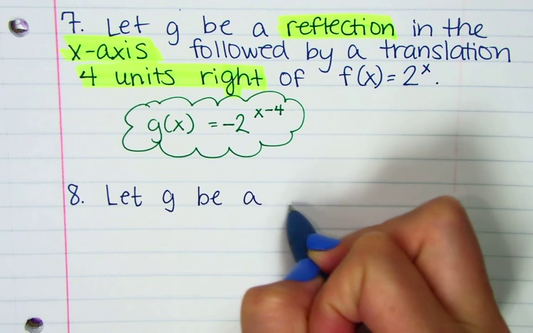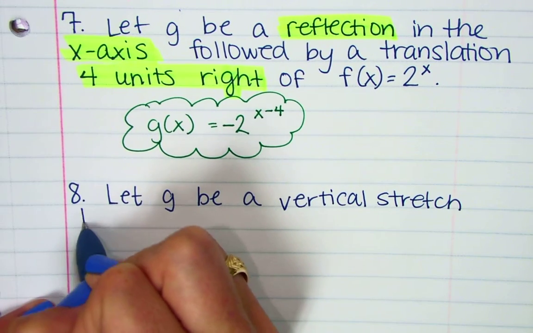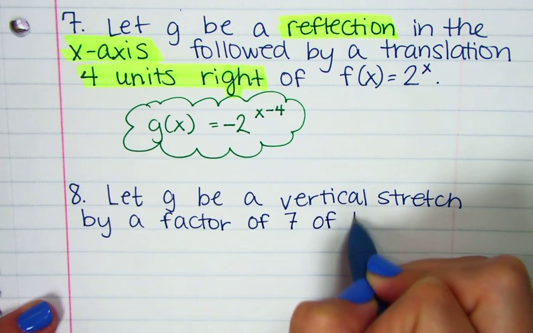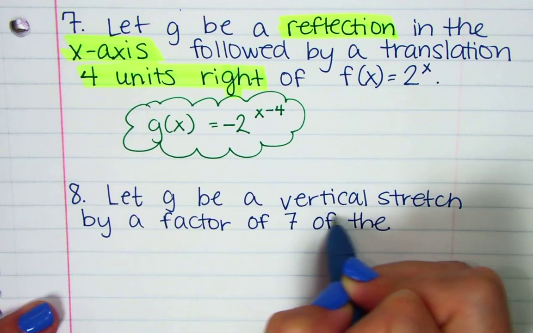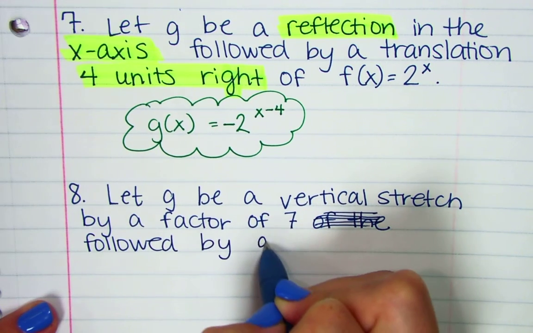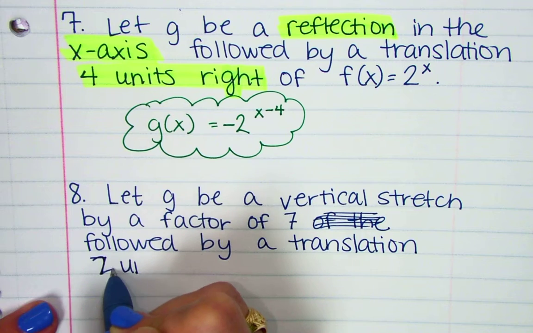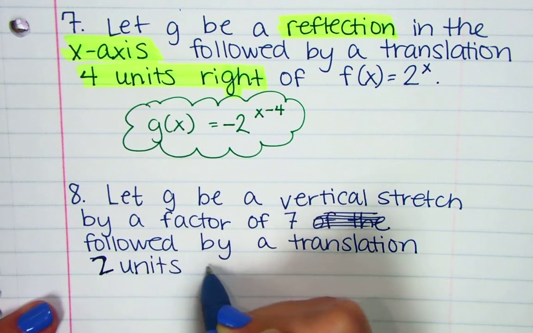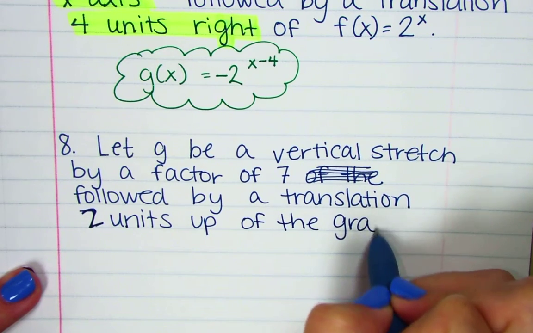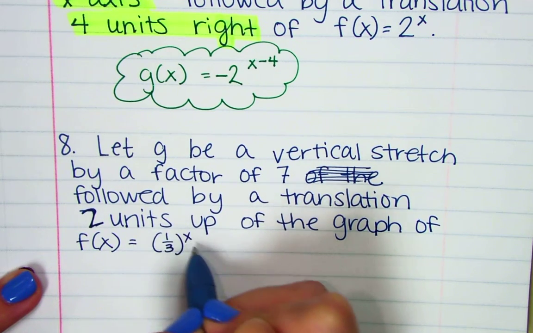Okay, all right. Let G be a vertical stretch by a factor of 7, followed by a translation 2 units up of the graph of f of x equals 1/3 to the x power. Sorry, I'm getting myself confused.